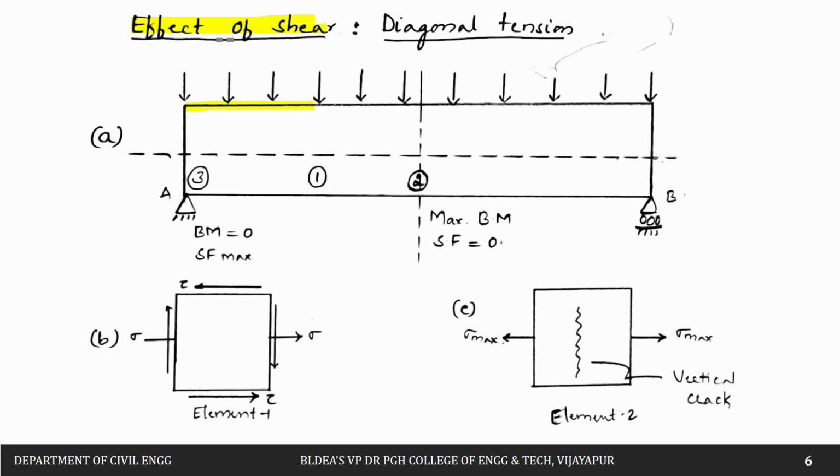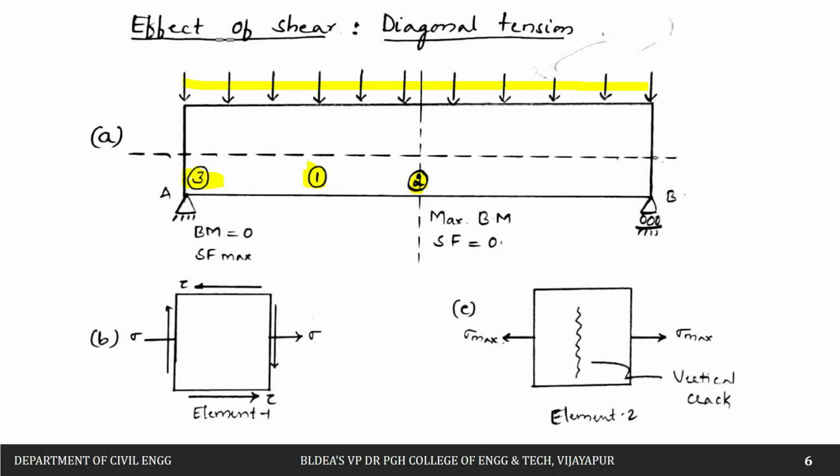Let us consider one beam AB, which is simply supported, and this is the neutral axis. Next, it is subjected to a UDL. Then let us consider three sections within this beam. Below this neutral axis, we will take one section somewhere here in between. The next is at the center, where we will take another section. Let us take one element, that is 3.